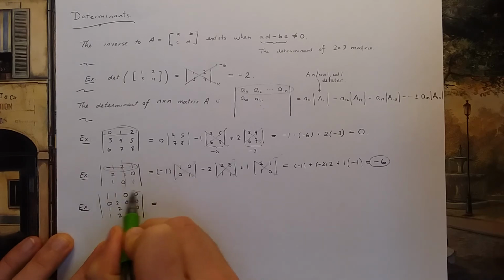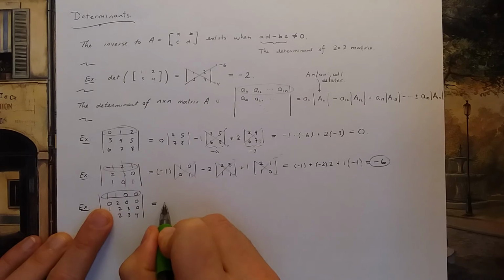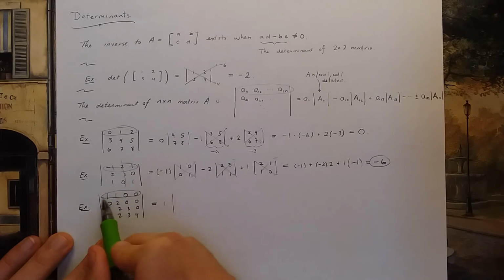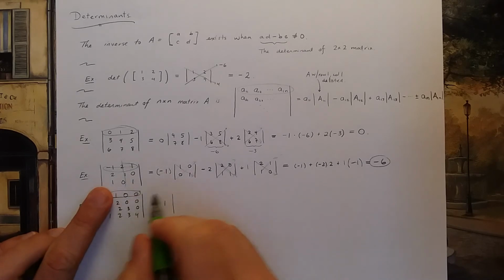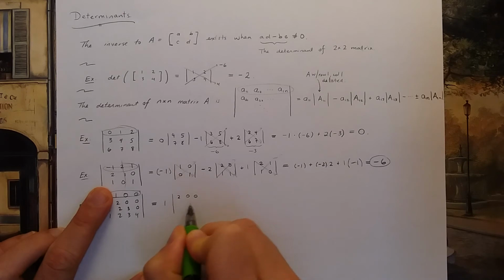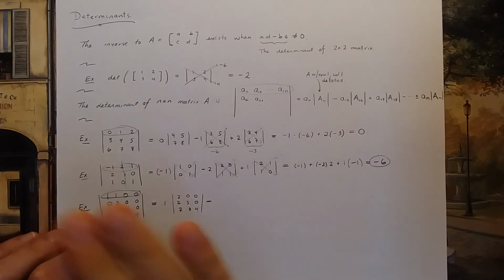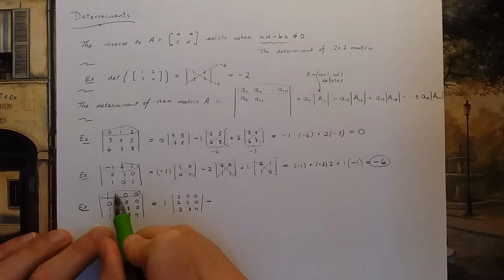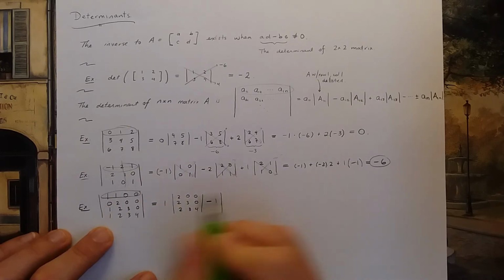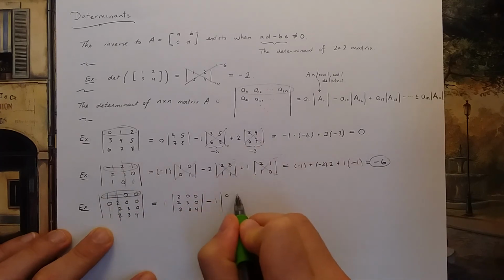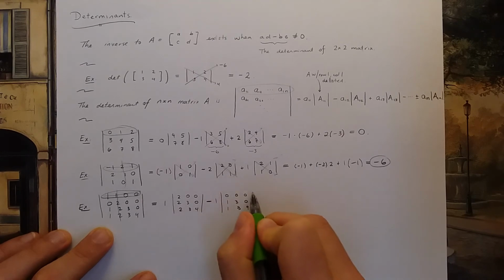All right, so I expand along the top row. I get 1 times the determinant of the matrix created by deleting that first row and first column. So if I delete that first row and first column, I get the 3 by 3 matrix shown here. Then I subtract, I'm going to alternate plus or minus signs, so subtract 1 times the determinant of the 3 by 3 matrix found by deleting the first row and the second column. So I get 0, 0, 0, 1, 3, 0, 1, 3, 4.